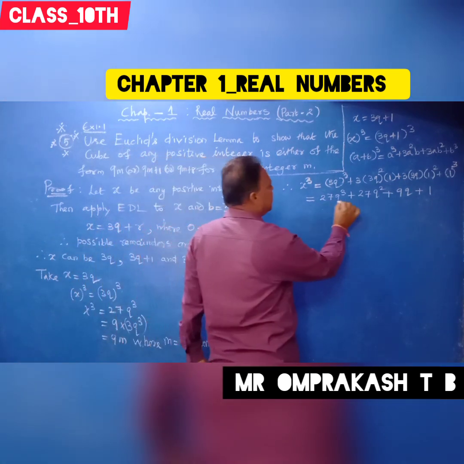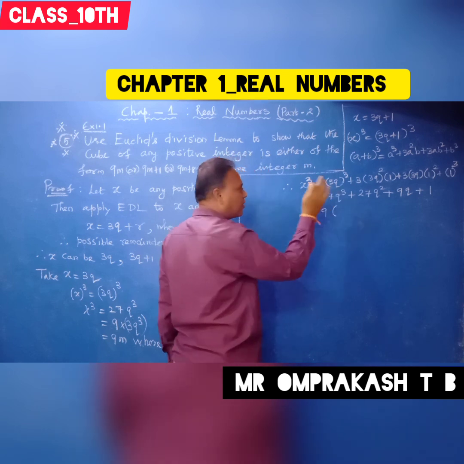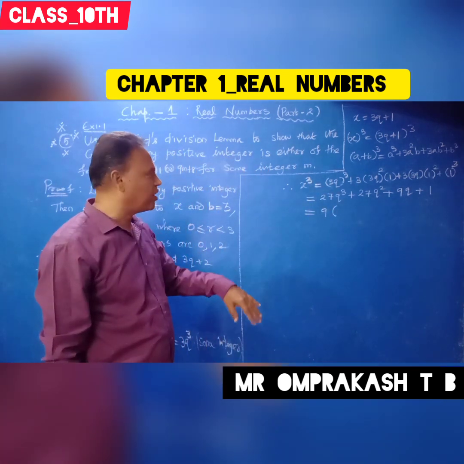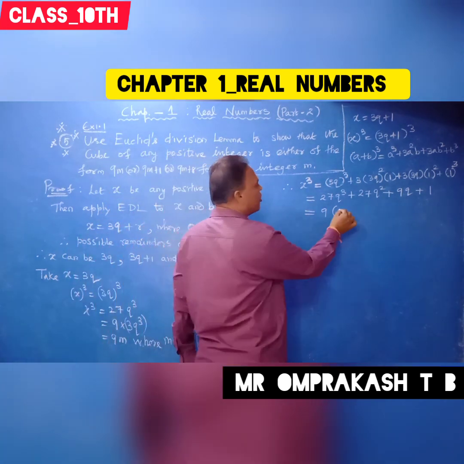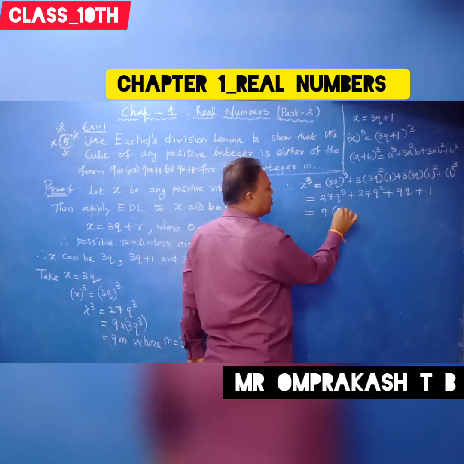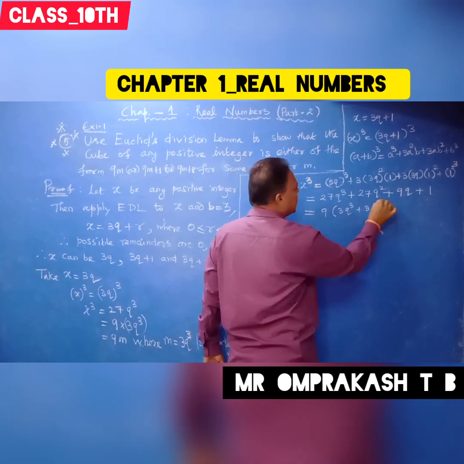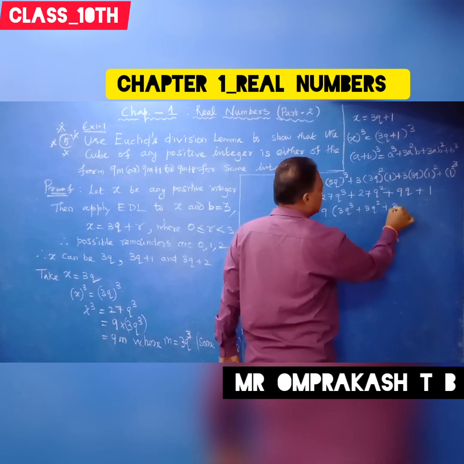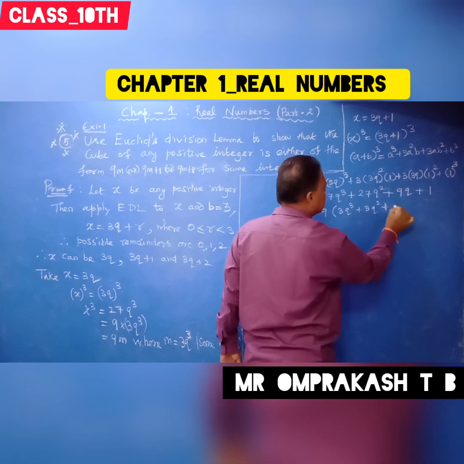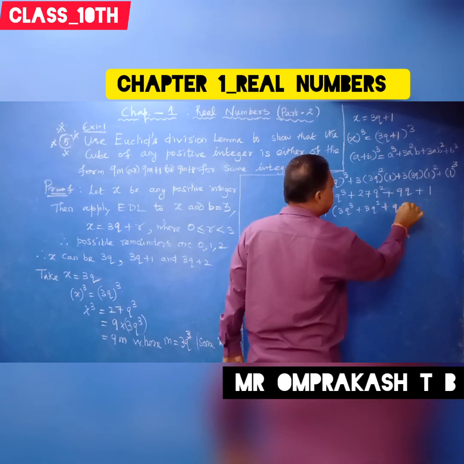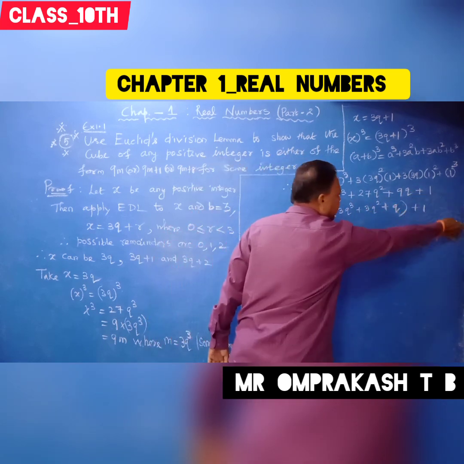So now you see the first three terms, what is common? 9 you take common. 9 alone you take common. Of course q is also common, but don't take it, because we have to get the form 9m plus 1. That's why 9 alone you take common. So what will happen here? 3q cube plus 3q squared plus q, with 9 taken common. Plus 1 separately. First 3 terms only, 9 taken common.